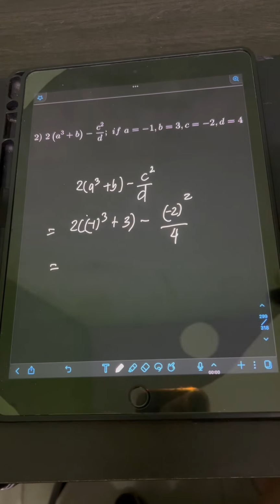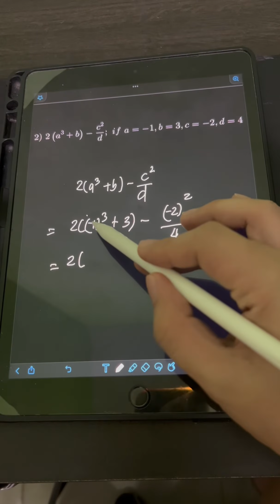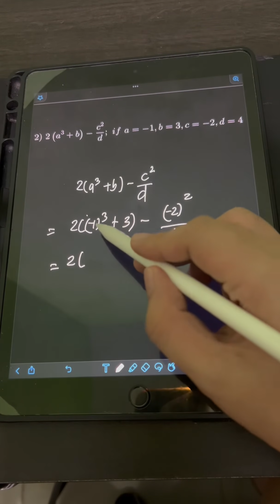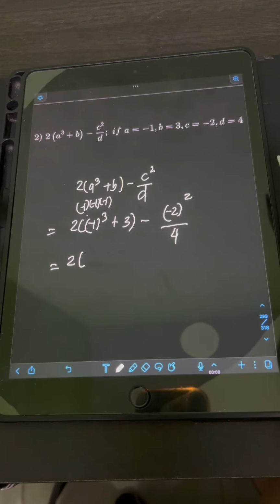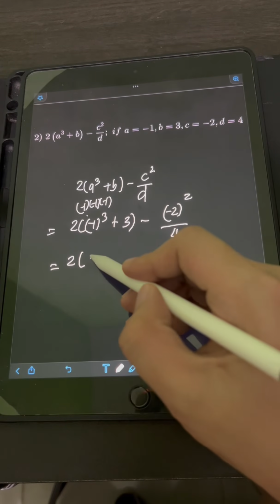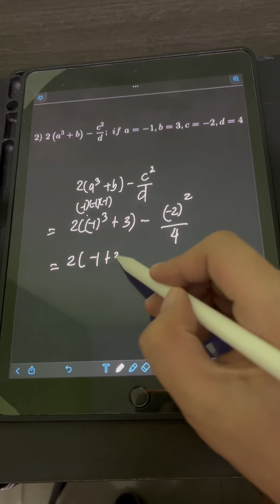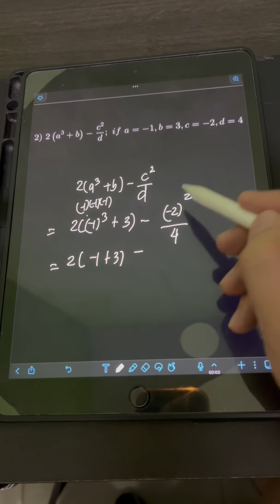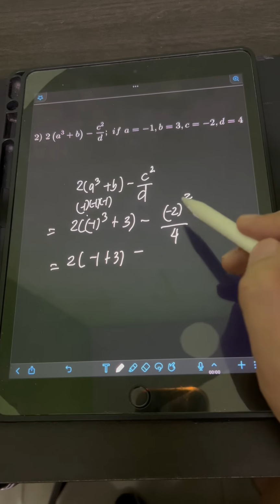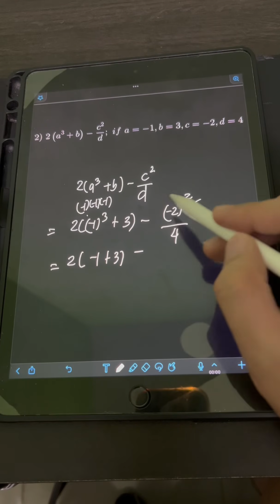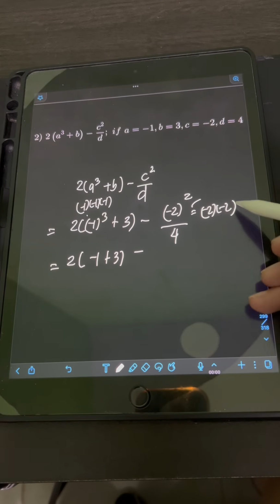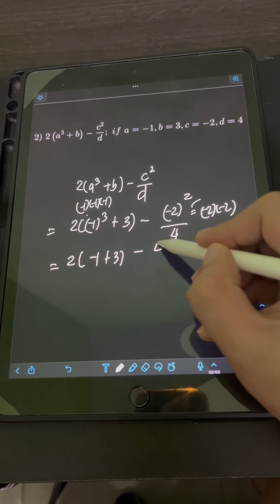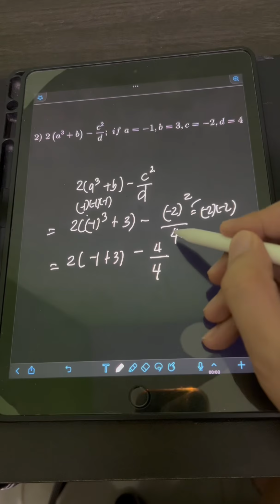So simplifying this, we have 2 times -1 cubed. It means 3 factors of -1. So -1 times -1 times -1. So this will be -1. Then plus 3 minus. So we can simplify these exponents. -2 squared means 2 factors of the base -2, or -2 times -2, +4, over 4.